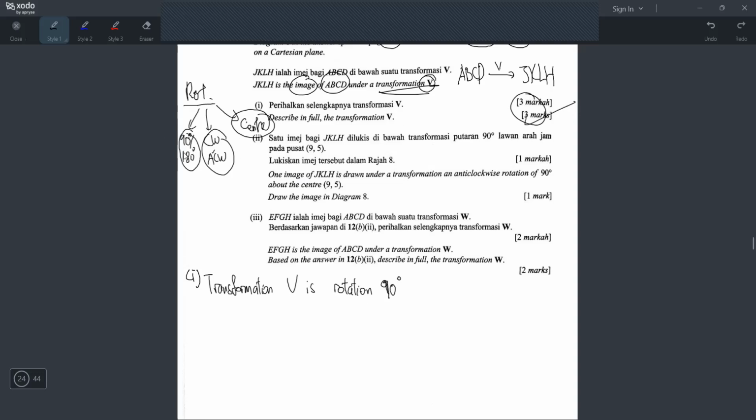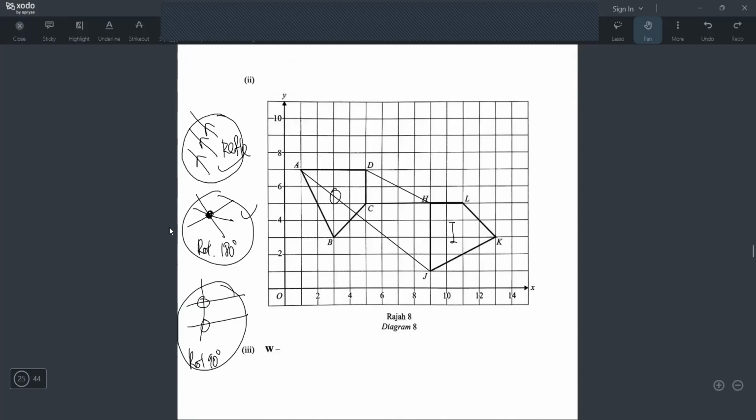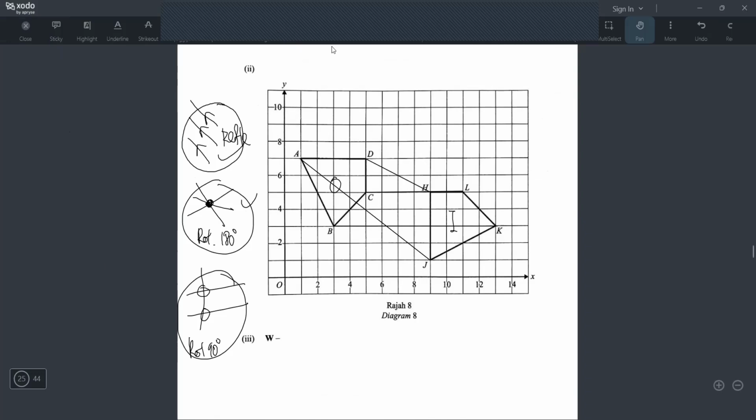So I already know it's 90. But I don't know whether it's clockwise or anti-clockwise, and I also don't know where the center is. Let me tell you something. You have to know the center first, then only you can know whether it's clockwise or anti-clockwise. You cannot just tell me it's clockwise. You need to know where your center is first, because the moment you know your center, that's when you can draw the cross. And once you draw the cross, then only you can find out whether it's clockwise or anti-clockwise. So what I do now is find the center of rotation. Do you know how to find the center of rotation?